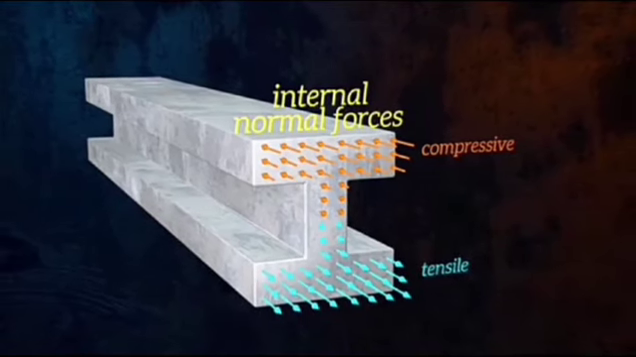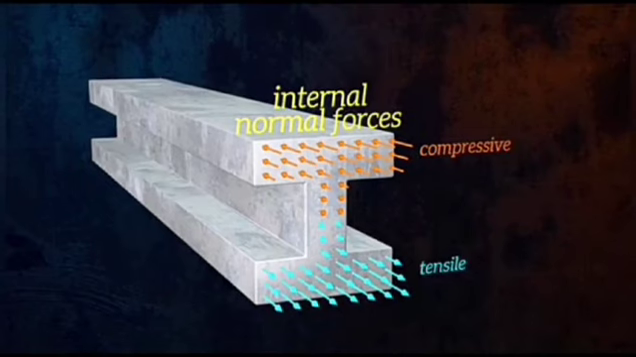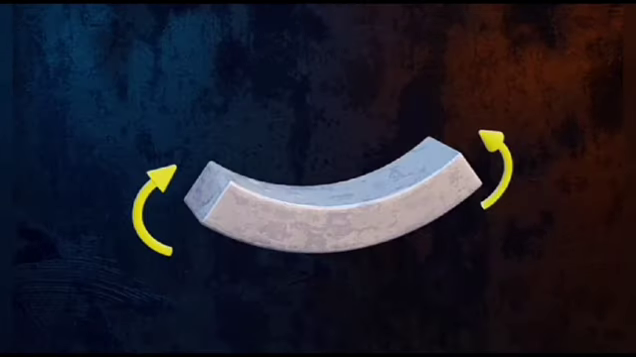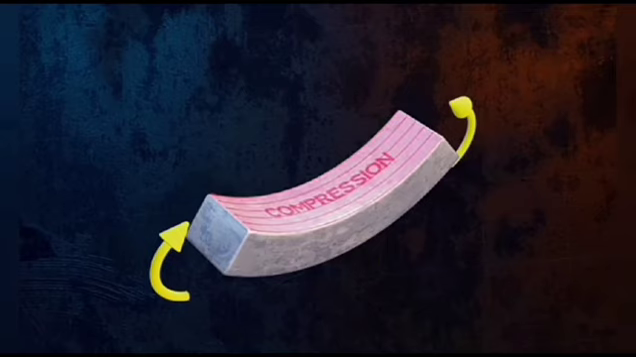Consider a beam as shown here. When the beam is loaded, internal forces such as shear forces, compressive and tensile forces develop within the beam. In a case of pure bending, there will be only compressive and tensile forces. The fibers on the loaded side are under compression and the fibers on the other side are under tension.